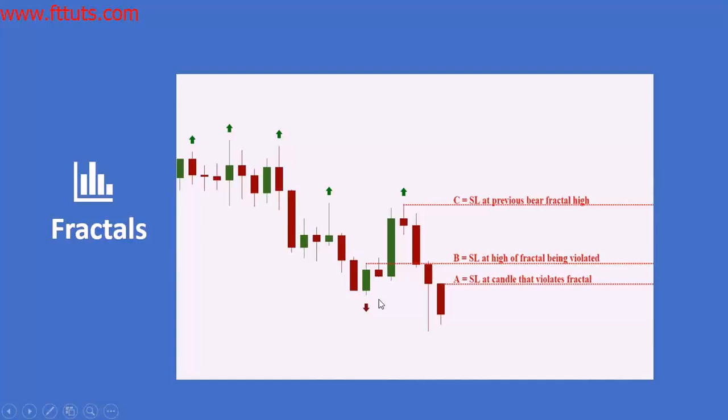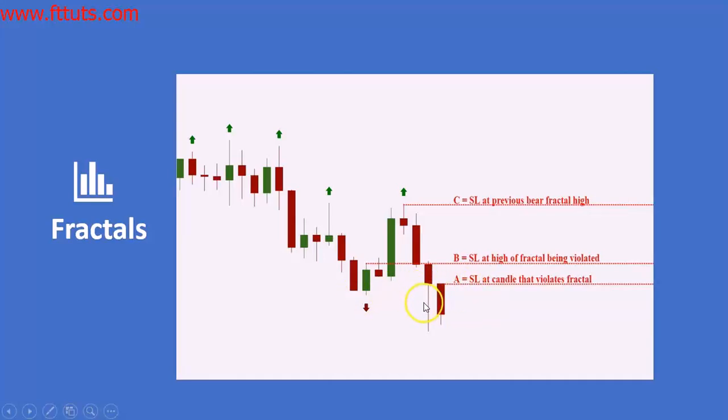So here you can see where your stop losses are. First, you're going to have your stop loss A, which is the stop loss at the candle that violates the fractal. This candle violated the fractal. Now if you had taken that violation level with an aggressive entry, you'd have been triggered on this candle, and your stop loss would have been here. But let's say we triggered here.